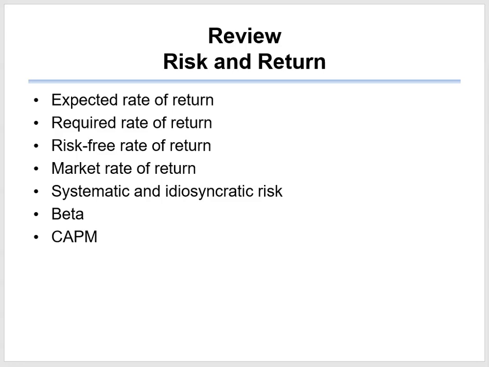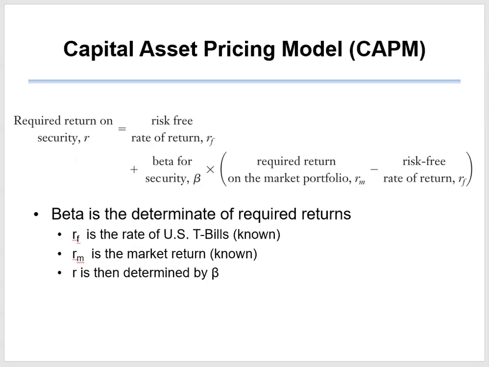Beta. Beta is an important concept. It's the relationship of the return of a particular security relative to the market rate of return. So if the market rate of return is 1, a beta greater than 1 means we expect or require a greater rate of return from that security. And if a beta is less than 1, then the rate of return would be less than the market rate of return. We're going to look at that relative to the capital asset pricing model. You need to understand the capital asset pricing model.